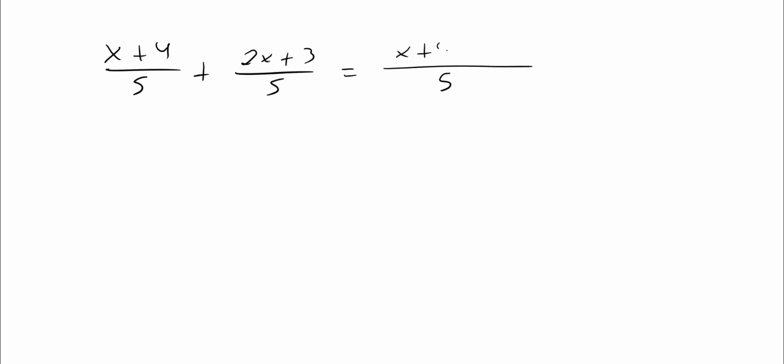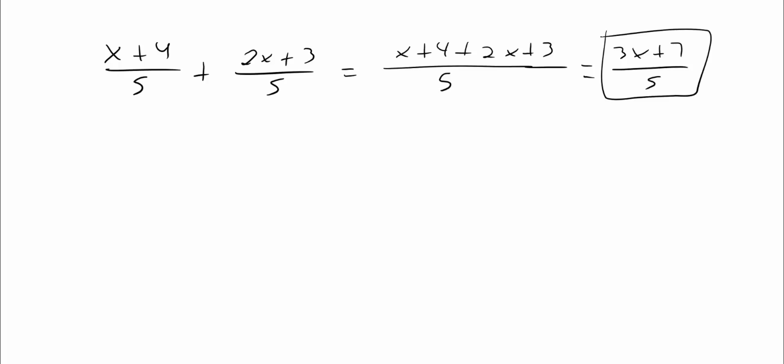If I did x plus 4 over 5 plus 2x plus 3 over 5. Again, it has the same denominator, so I'm just going to write it right away and put a 5 here. And I have x plus 4, and this is just because addition is easy, and then 2x plus 3. I combine like terms, so I get 3x plus 7 over 5. And that's all you can do. Nothing else you can do. It's your final answer. It's not bad.